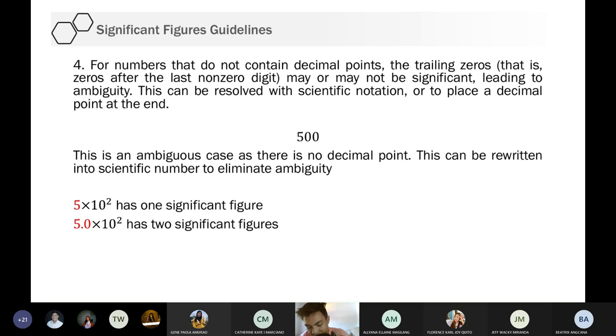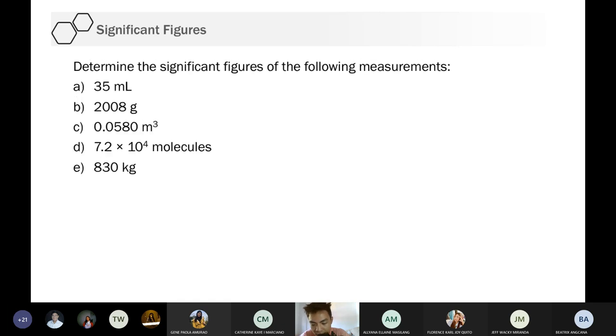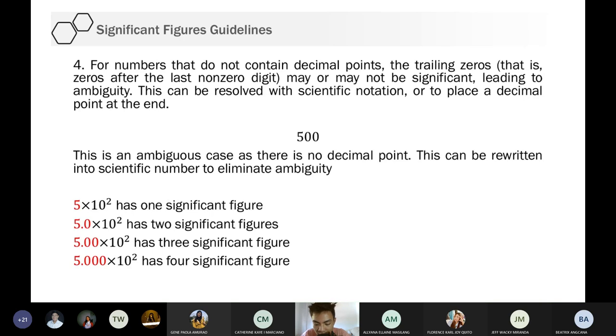5.0 has two sig figs. The zero there is a trailing zero. However, because of the presence of a decimal point, that's considered significant. 5.00 has three significant figures. And the other way is to just put a decimal point at the end. I did not write it. So the other way is to just write 500 with a decimal point at the end, and that will give you three sig figs. However, if you do not put any decimal point, that will be ambiguous. So you have to resolve that. Is my spelling correct?